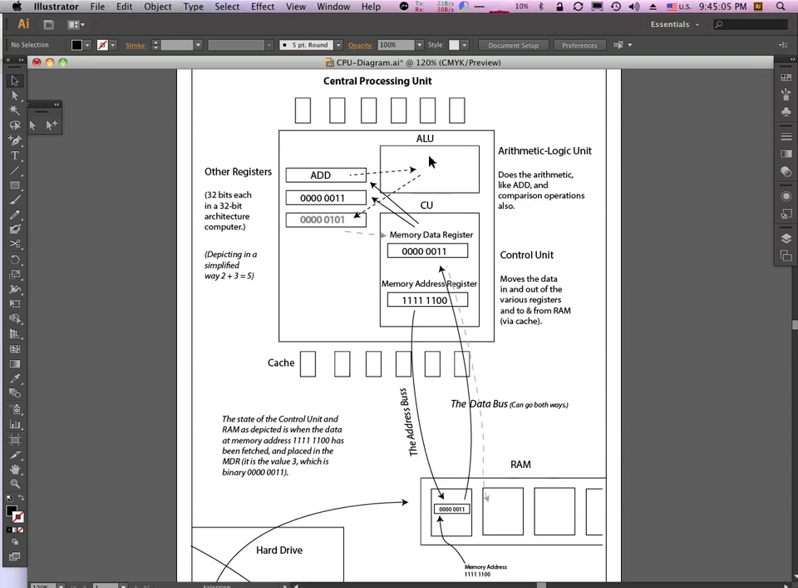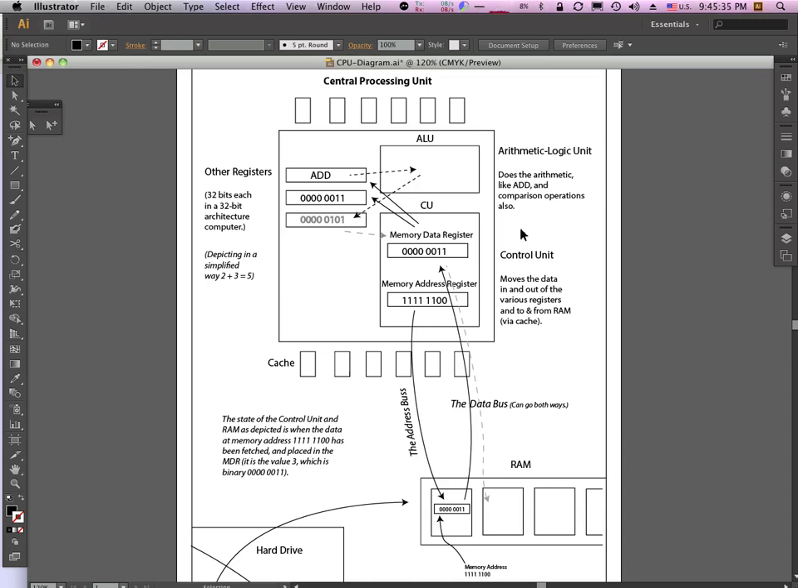It does arithmetic and comparison operations, and that's it. And then the control unit, it specializes in moving stuff everywhere, moving data and addresses everywhere. So back and forth between the RAM via the cache, but also within the CPU. It controls the movement of data around the machine.